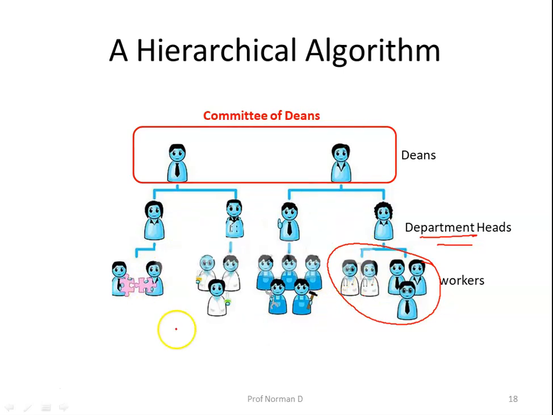Now if the system was very large, there would be more departments. Here we are showing only 4 departments, but if the system was too large, then we would have more departments. And in that case, the number of deans in the committee of deans also would be more.